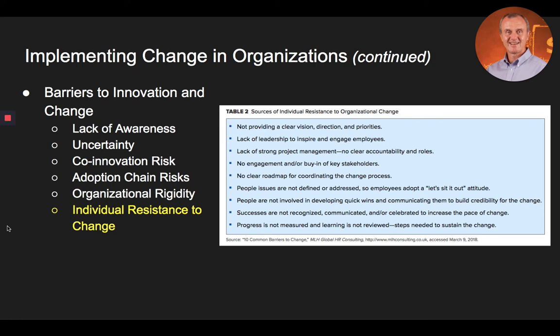People are not involved in developing quick wins and communicating them to build credibility for the change. Successes are not recognized, communicated, and/or celebrated in order to increase the pace of change. And finally, progress is not measured and learning is not reviewed as the steps needed to sustain the change.